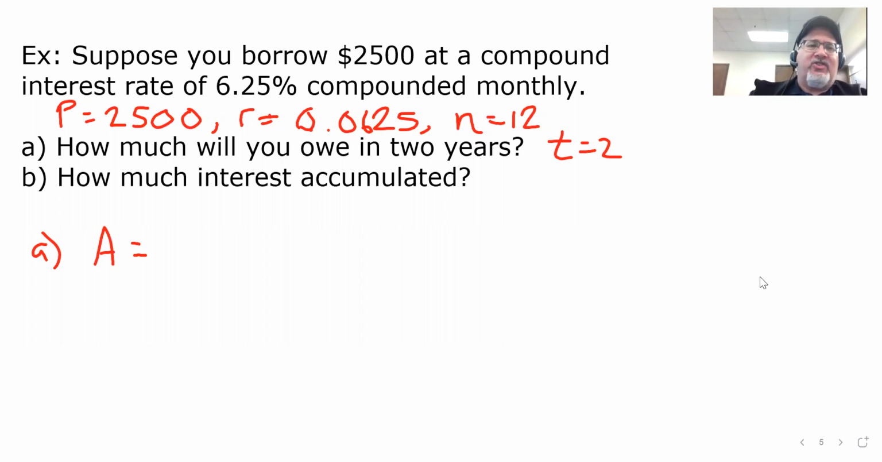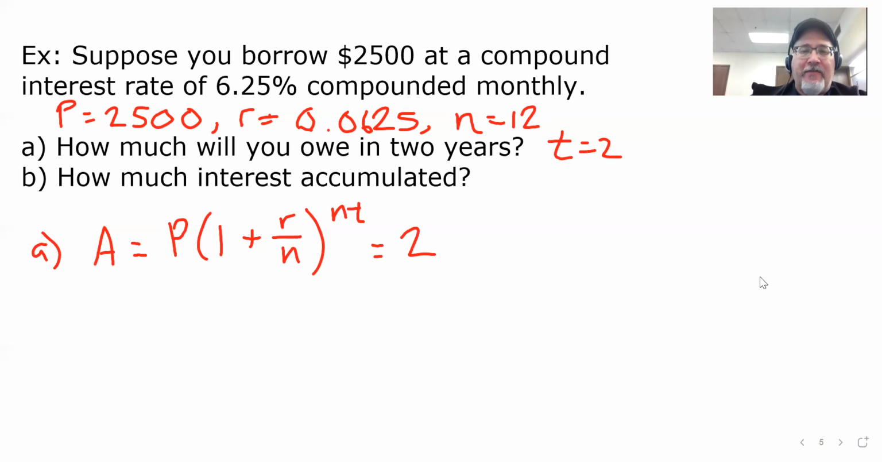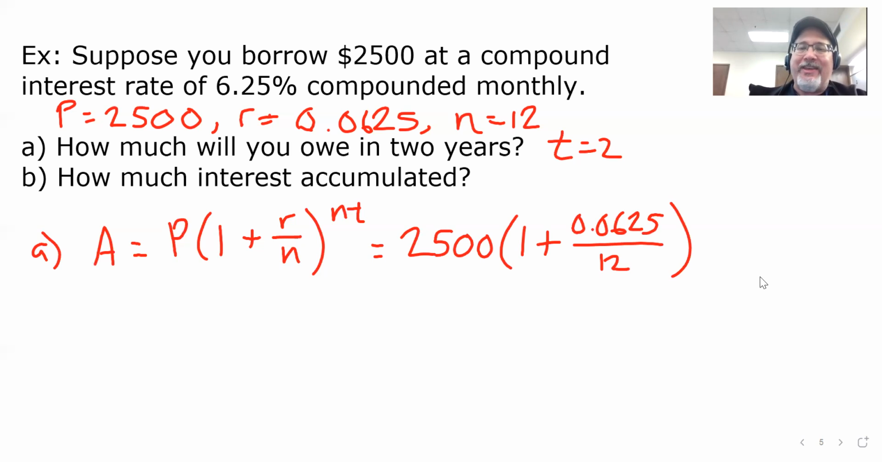I wasn't there for that decision. Our future value is the principal. I'm recopying the formula, times 1 plus the interest rate over N, and in the exponent, N times T. Our principal is 2,500. In the parentheses, we have 1 plus the interest rate, which is 0.0625, divided by the N, which is 12, close parentheses, and in the exponent, we have N times T, which is 12 times 2.